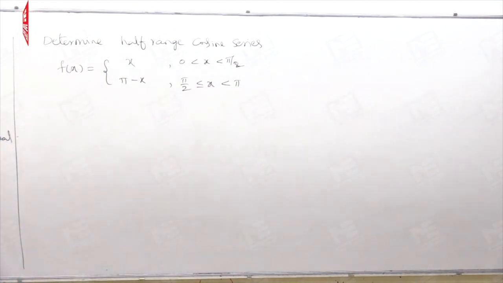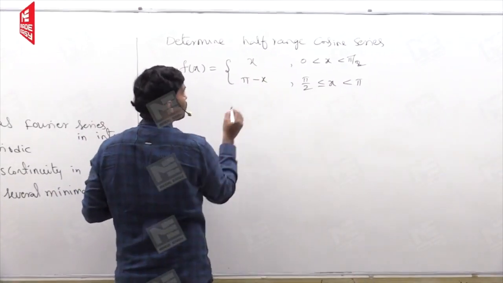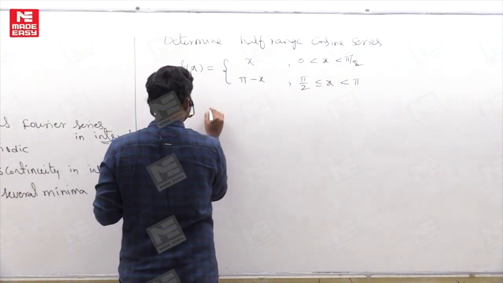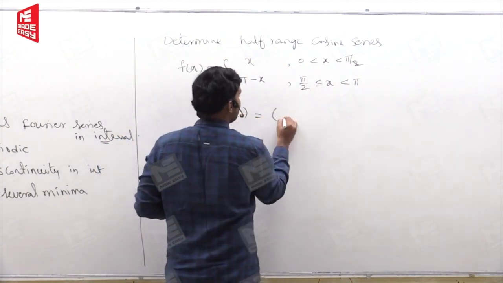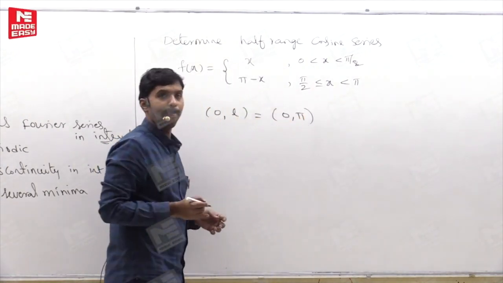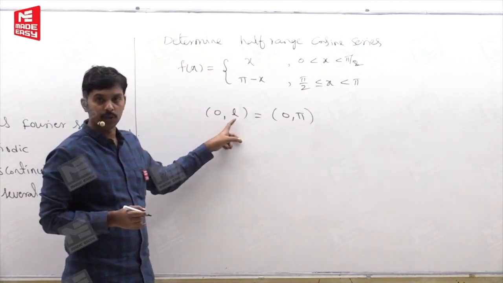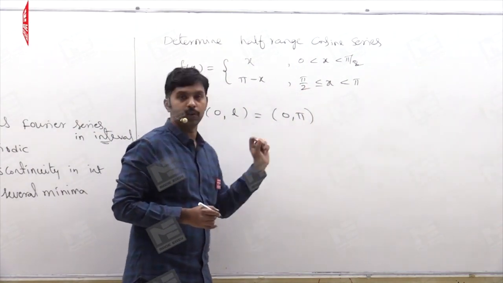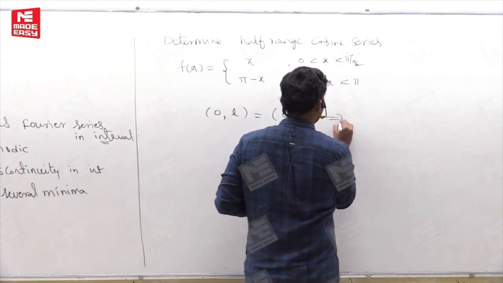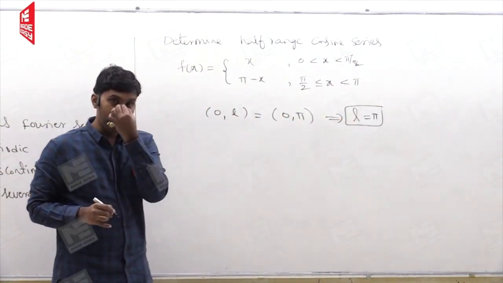Now we need to find the half range cosine series. See the interval here. For the half range Fourier series, the interval is to be taken as 0 comma L. In this case, it is 0 to pi. So you understand that L is equal to pi.